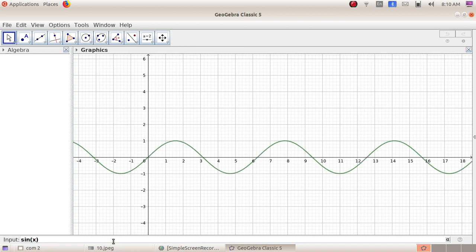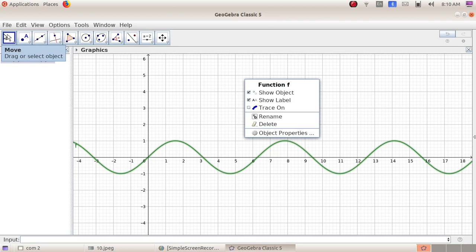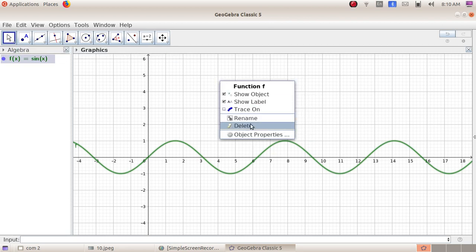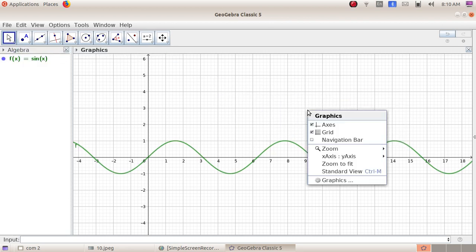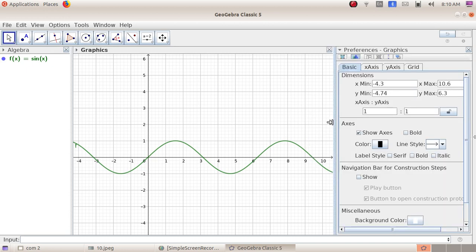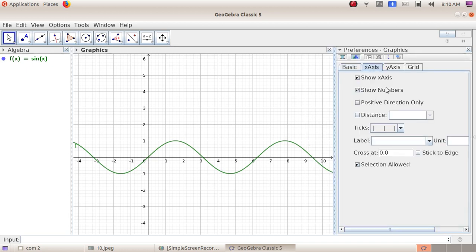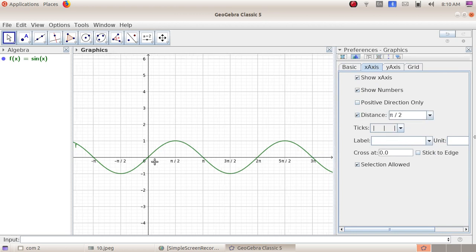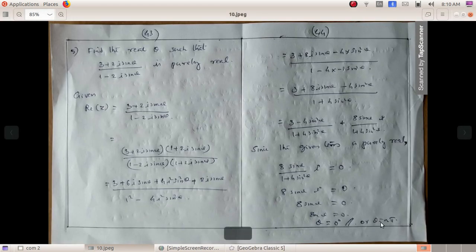Sin x. So here the axis is changing. Okay, here sin 0 is 0, sin pi is 0, sin 2 pi is 0, sin 3 pi is 0. Similarly sin n pi is 0.